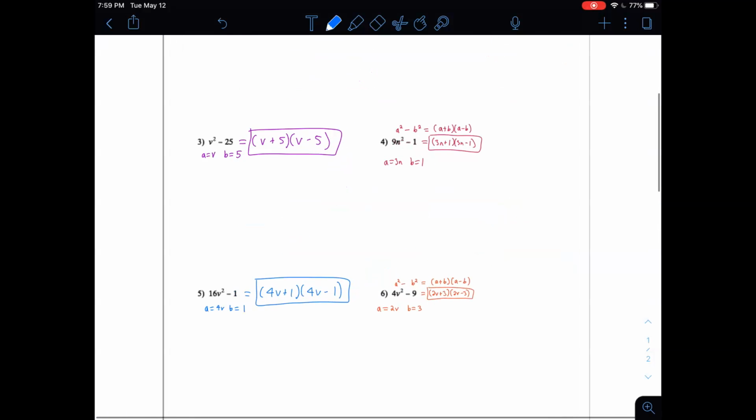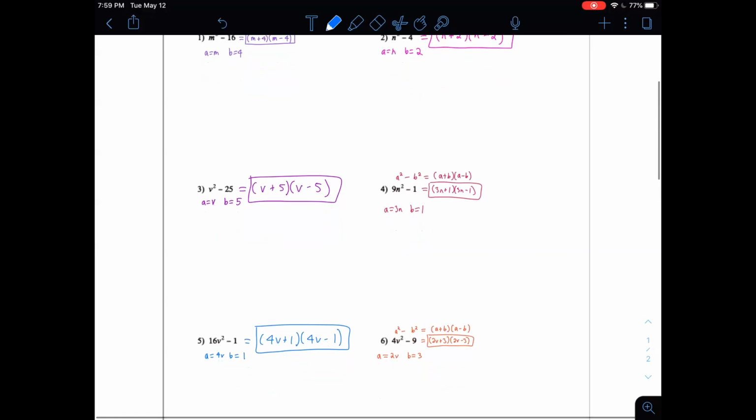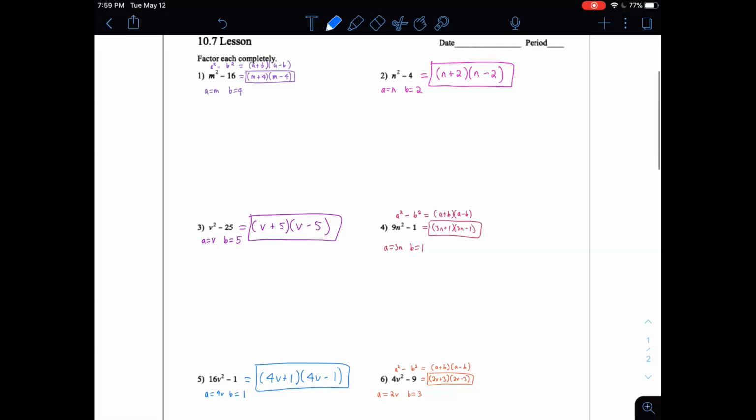So that's basically the lesson for today. Yeah, a little bit shorter than usual. Thank you guys for watching. If you have questions, make sure you turn in your homework on time so I can give you feedback. But it's really just a pattern. Just find the square root of the first one, square root of the last one, put plus or minus between them, and you're good to go.